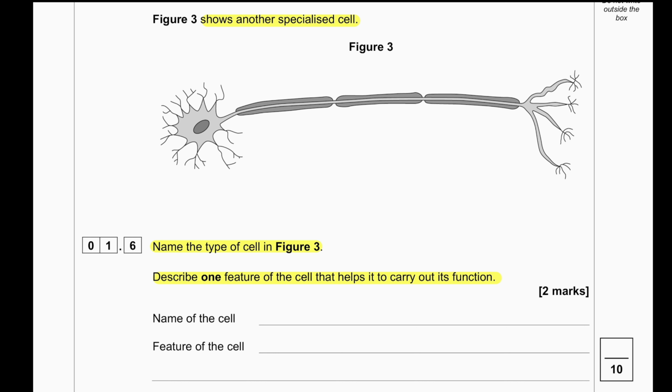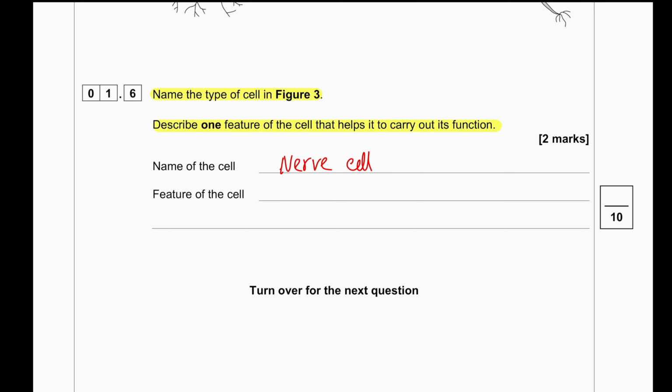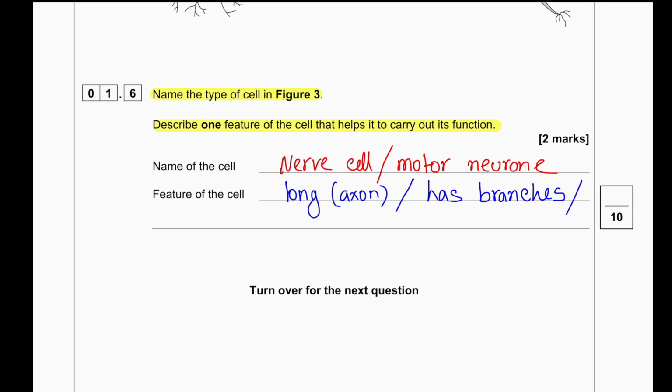Alright, so it has a very long axon, so it can carry information for a pretty long distance. And we can see there are branches, meaning that it can connect many neurons as well. So the name of the cell will be nerve cell. We can also write motor neuron, by the way. And a feature of the cell is that it has branches, or it has insulation, or it is long.